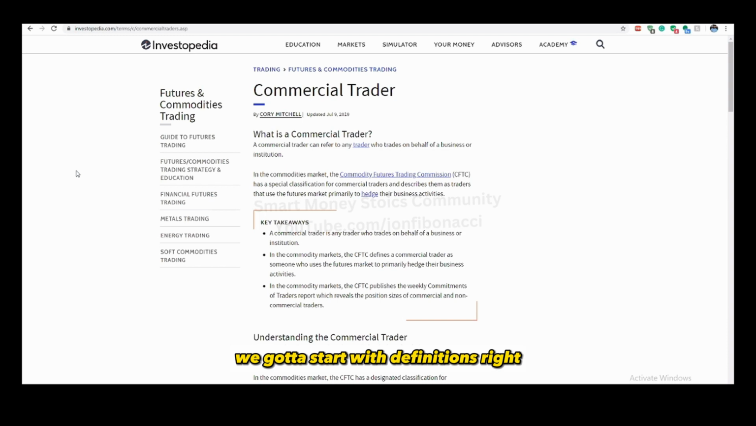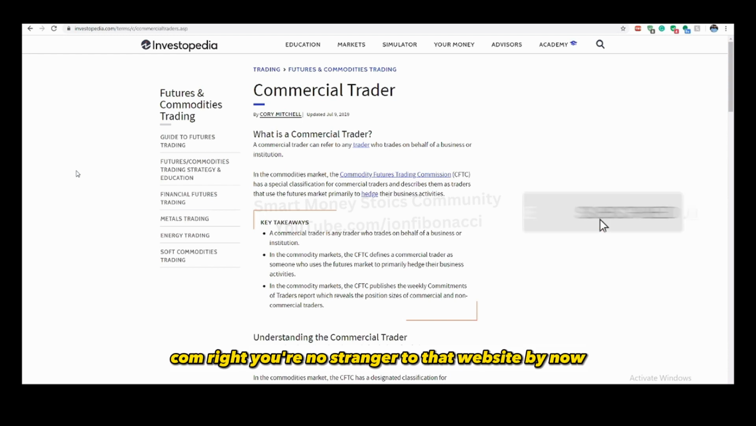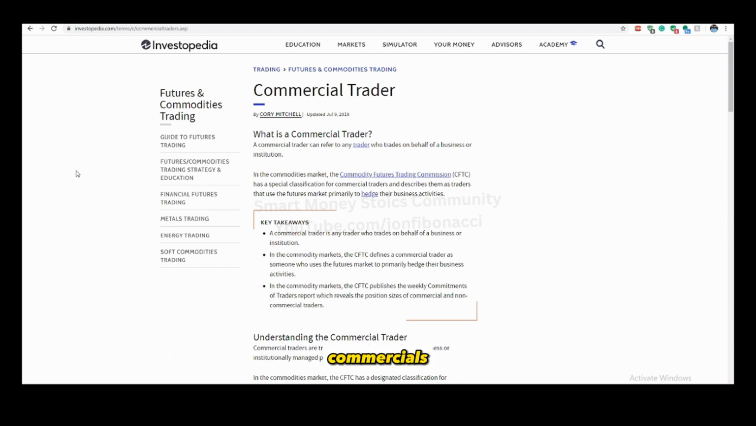We got to start with definitions, right? We got to understand what the data is, how we get the data, who we get the data from, and why. Again, we always give credit to our sources. So we're going to Investopedia.com, right? You're no stranger to that website by now, where you can look up everything that we talk about: commercials, smart money, institutional investors, all that.